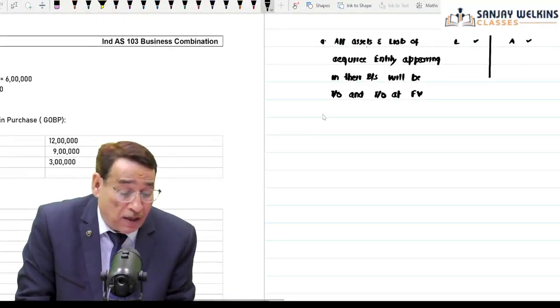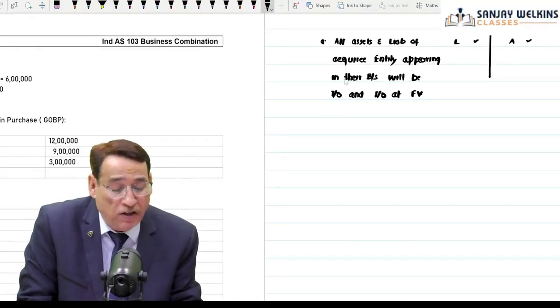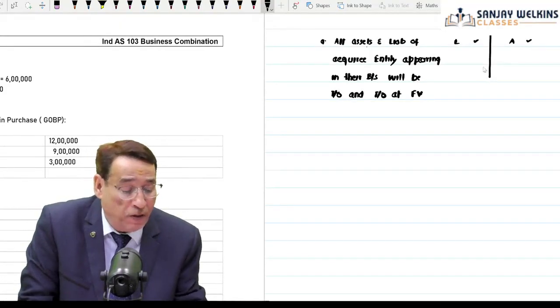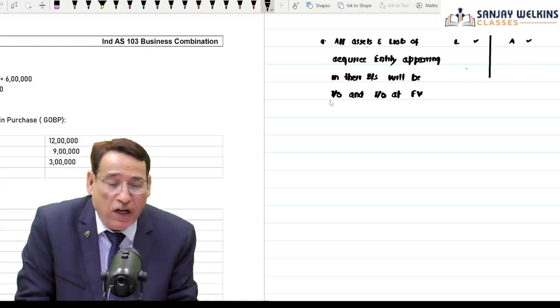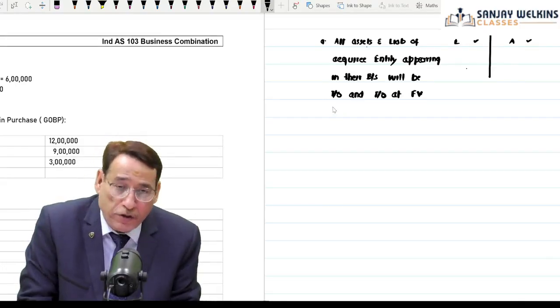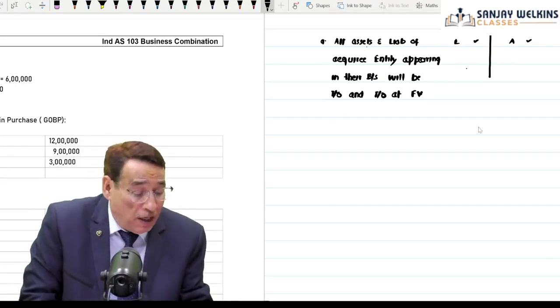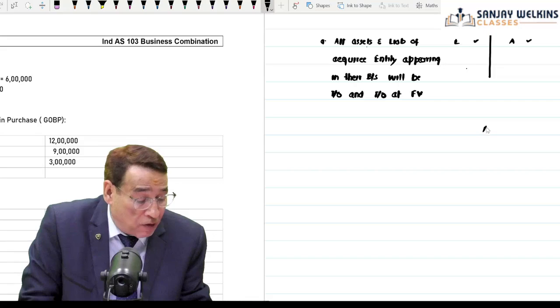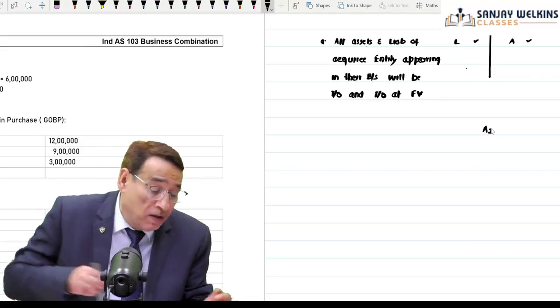But there are some exceptions to this particular principle. Actually, this is the general principle: all the assets and liabilities which are appearing in the balance sheet, you will have to take them over and you are going to record them at fair value. Now, suppose this is the acquiring entity, correct? This is the acquiring entity.